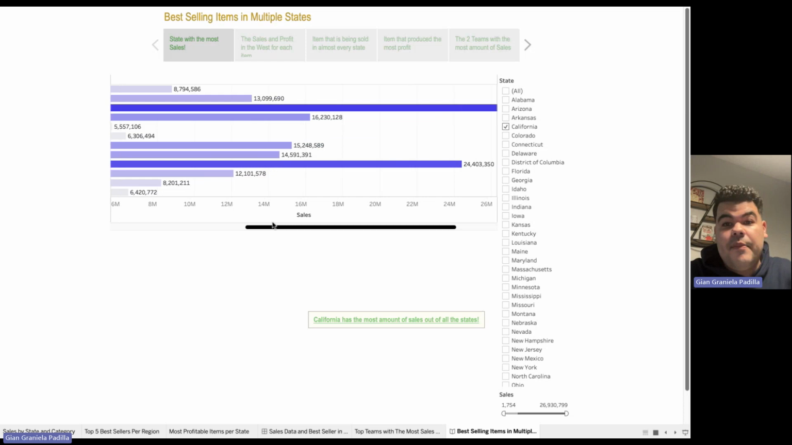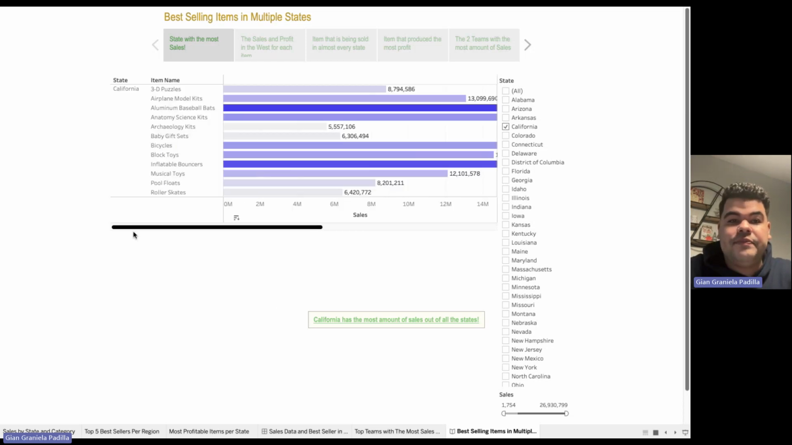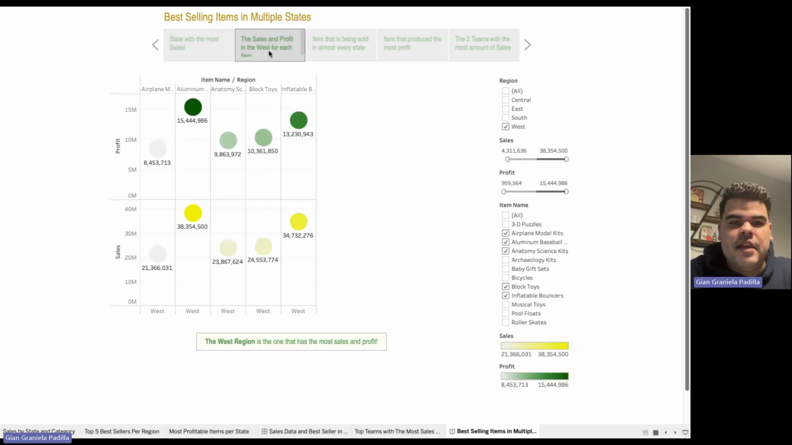And then the top selling items in California are the aluminum baseball bats as well as the inflatable bouncers, which I also did the worksheet explaining, like the top five best-selling items, which is also the top five best-selling items in California and the other states.